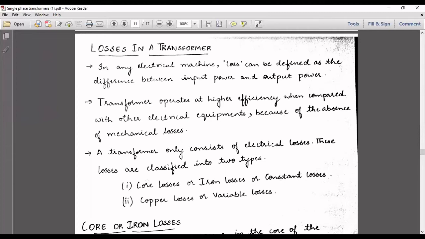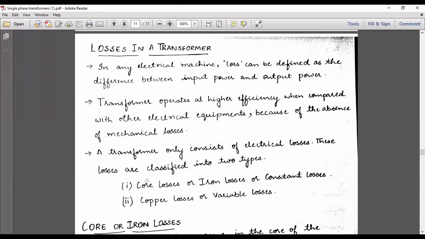So the transformer operates at higher efficiency when compared with other electrical equipment because of the absence of mechanical losses. Why is there an absence of mechanical losses? We know that a transformer is a static machine. Therefore, it operates at a very high efficiency when compared with other equipment like DC machines, AC machines, etc. So when we talk about the losses in a transformer, it consists of only electrical losses. Mechanical losses will be absent.